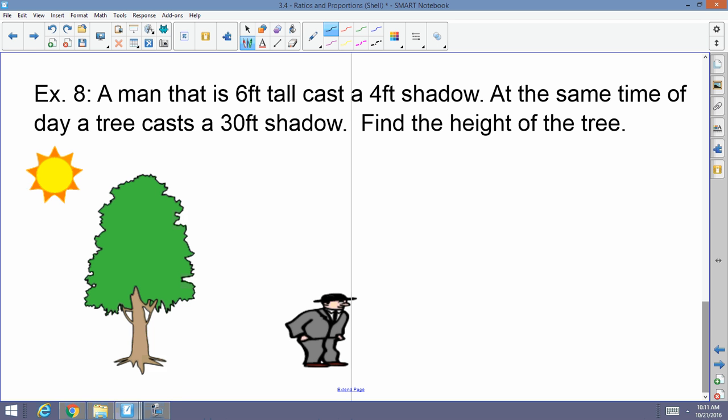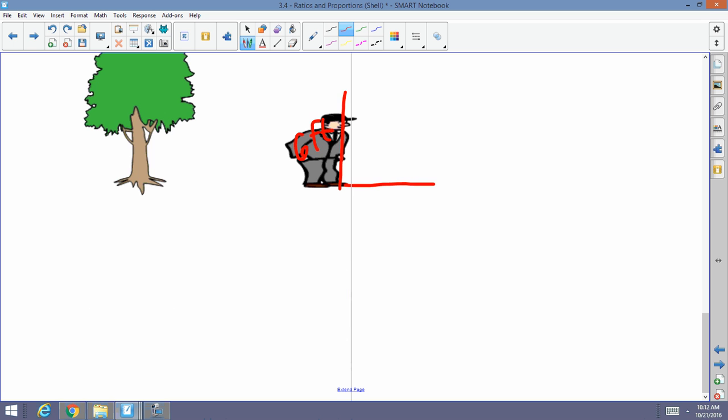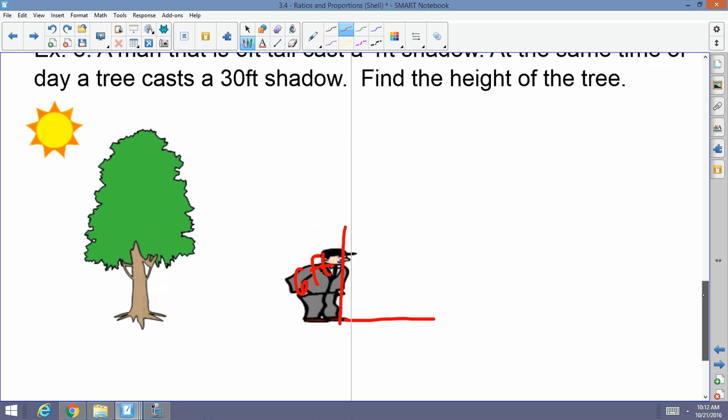At the same time of day, a tree casts a 30-foot shadow. Find the height of the tree. This is SAT, ACT to the max. Set up 2 similar triangles. We know that this gentleman is 6 feet tall. We know that. And we know that he casts a shadow that is 4 feet.